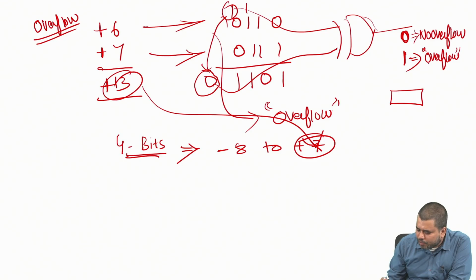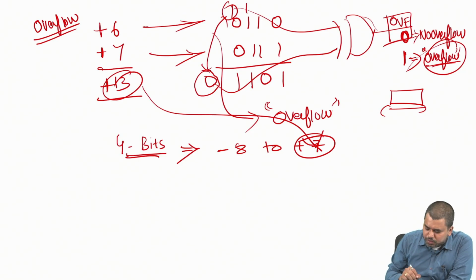So how to avoid overflow? The only way to avoid overflow is to increase the size of the register. Instead of storing 4 bits, if we are able to store 5 bits, there is no overflow. But that is not the case, since in the computer the hardware is fixed. Since the hardware is fixed, we need to take care of this overflow. So generally, we have an overflow flag to indicate that there is an overflow.